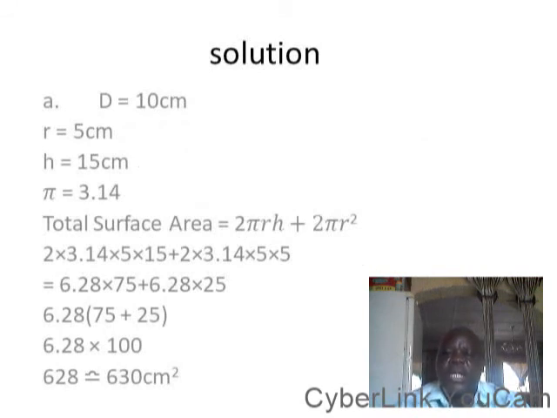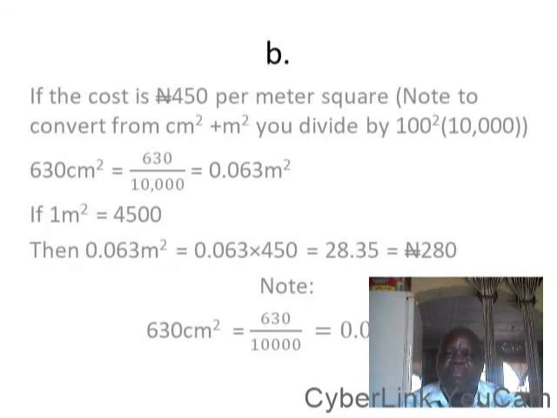The radius is 5, that is 10 divided by 2. The height is 15. The pi is what? 3.14. Total surface area is given as 2 pi rh plus 2 pi r square. When you evaluate that, you have approximately 630 centimeters square.